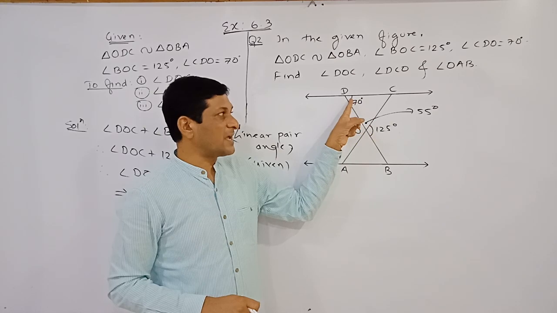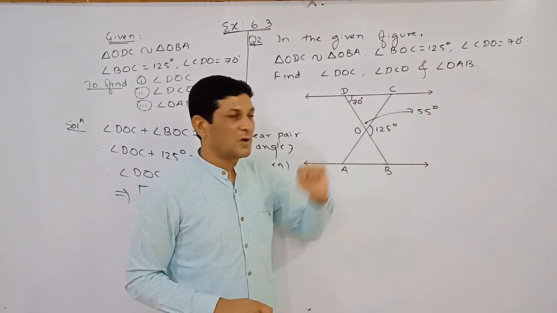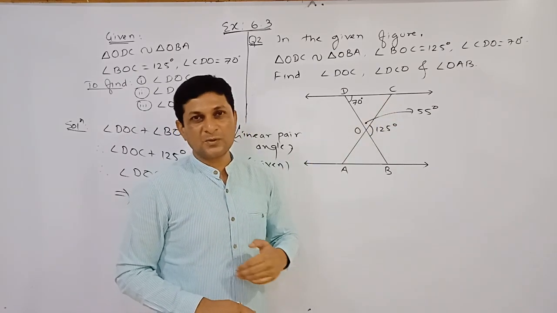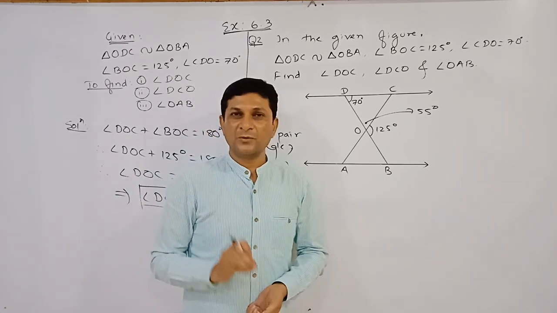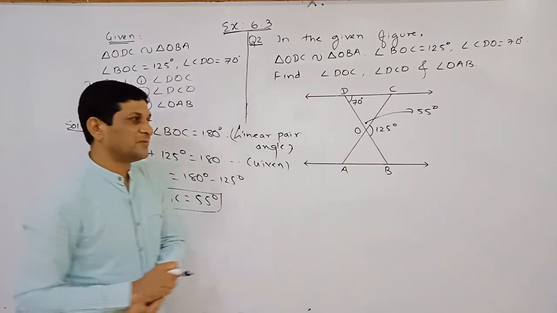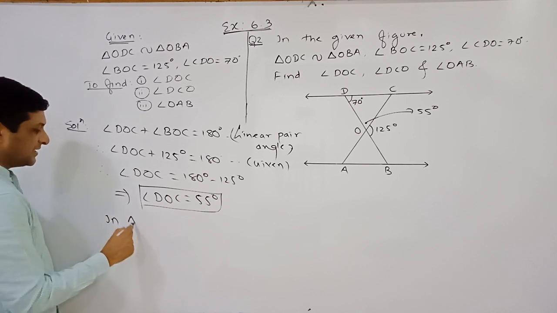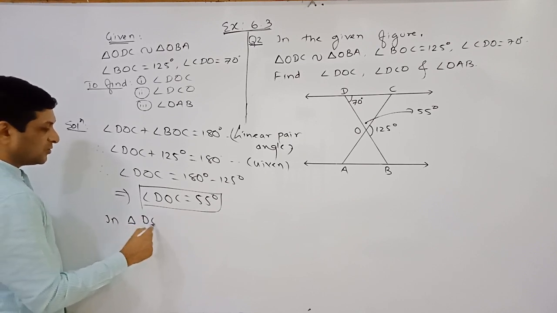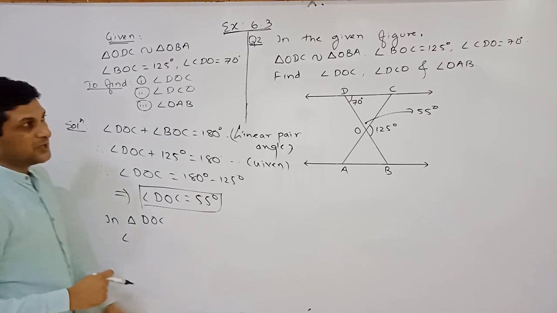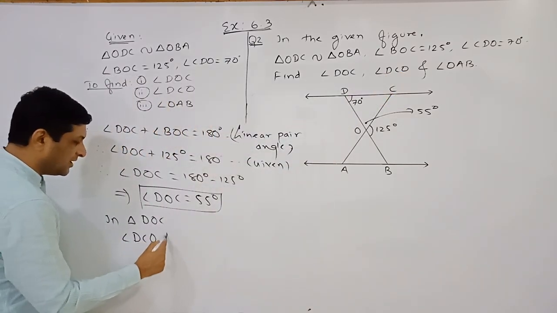In this triangle, two angles are known to us. One angle is already given, and the second angle we just found is 55 degrees. Now we are trying to find the third angle. To find the third angle of a triangle, we can apply the angle sum property. Here we are considering triangle DOC, in which we have to find angle DCO.